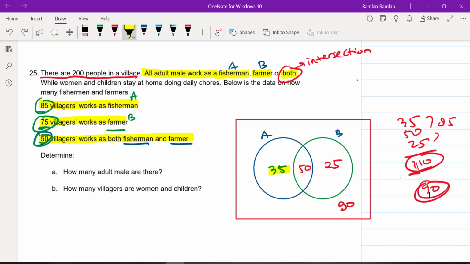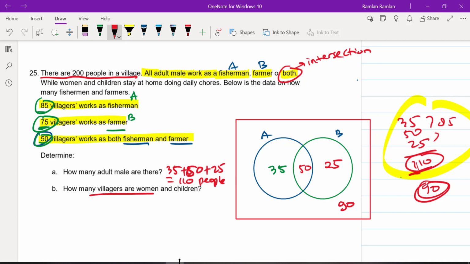So if we answer question 1, how many adult males are there? You only need to add all of these, right? So it'll be 35 plus 50 plus 25, which we have calculated before, that will be equal to 110 people.